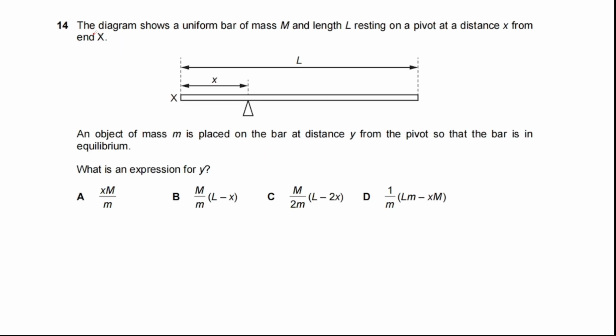Question number 14. The diagram shows a uniform bar of mass m and length L resting on a pivot at a distance x from the end X. An object of mass m is placed on the bar at a distance y from the pivot so that the bar is in equilibrium. What is an expression for y?